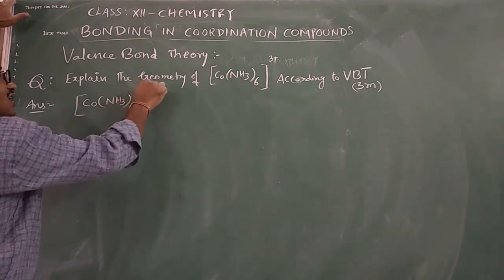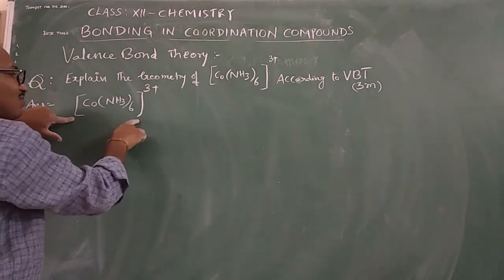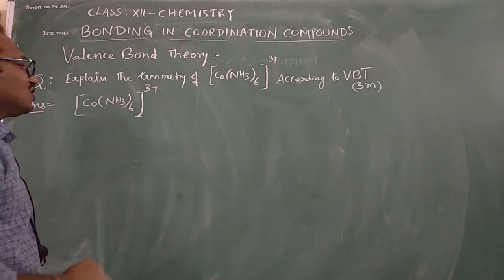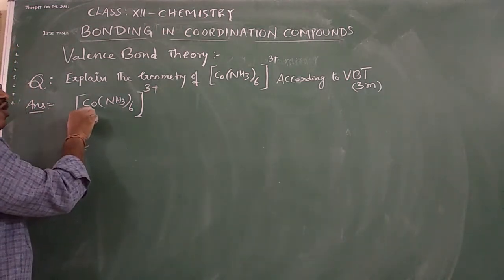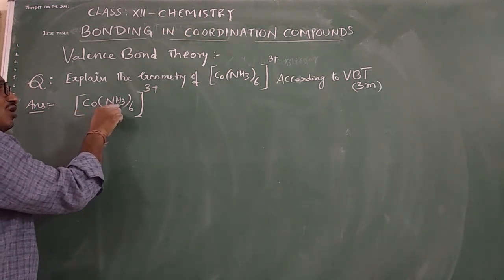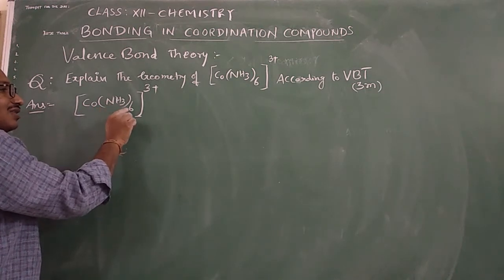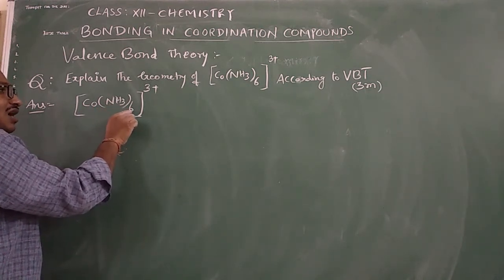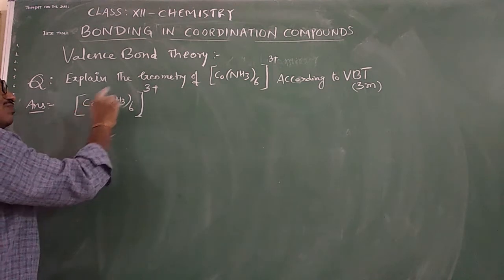So this is a coordination compound. By seeing this square bracket, we can say yes, this is a coordination compound. And Co is the cobalt central metal atom. Ammonia is the ligand. 6 ligands are there. The coordination number is 6. And the oxidation state of cobalt is +3.